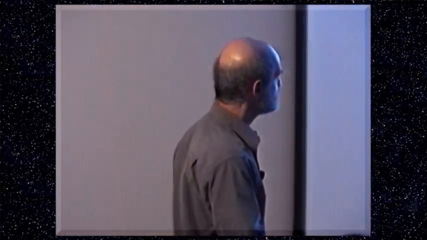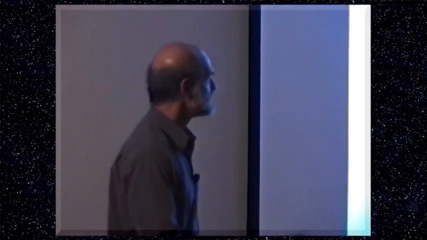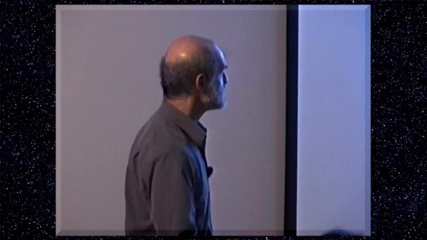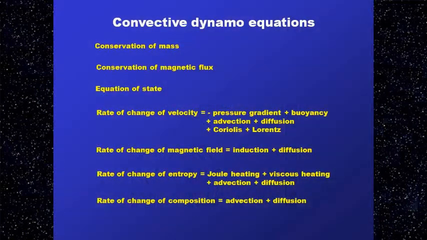So these are some of the forces, usually the ones that we have to figure out at every location in the three-dimensional computer model, at every time step, to figure out what the velocity at that location is going to do during the next time step. Another equation is the magnetic induction equation. This you get from Maxwell's equations. It says the rate of change of the magnetic field is equal to an induction term.